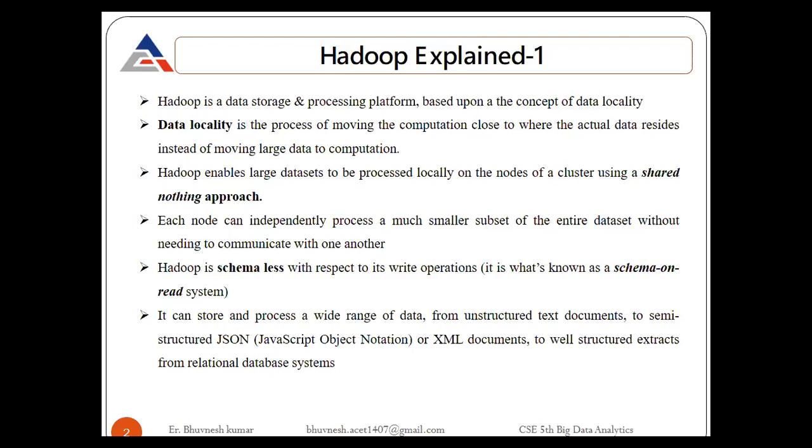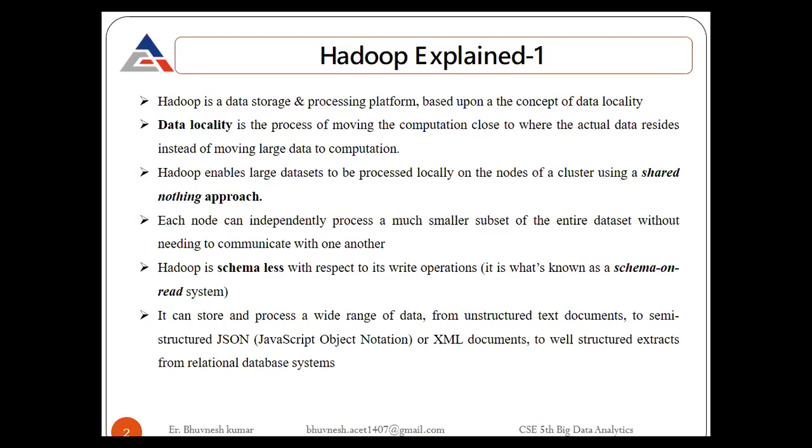Hadoop enables large data sets to be processed locally on the nodes of a cluster using a shared nothing approach. What does this line mean? Example: Google have their servers on different locations, and these servers are the nodes. On those nodes or servers, they are collecting that data, processing that data, and analyzing that data.